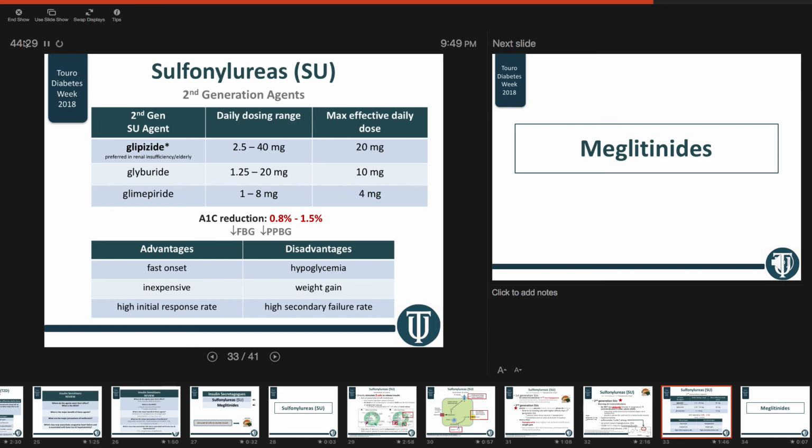So what are the disadvantages? We need to watch out for hypoglycemia and weight gain, and it also has a high secondary failure rate because, as I mentioned earlier, this class of medication just keeps pushing the pancreas to produce insulin, but at some point the pancreas is going to burn out, and then they don't respond to this medication.